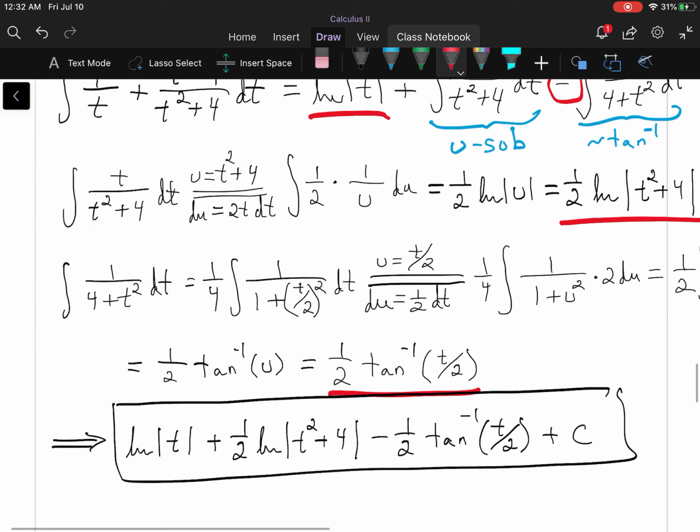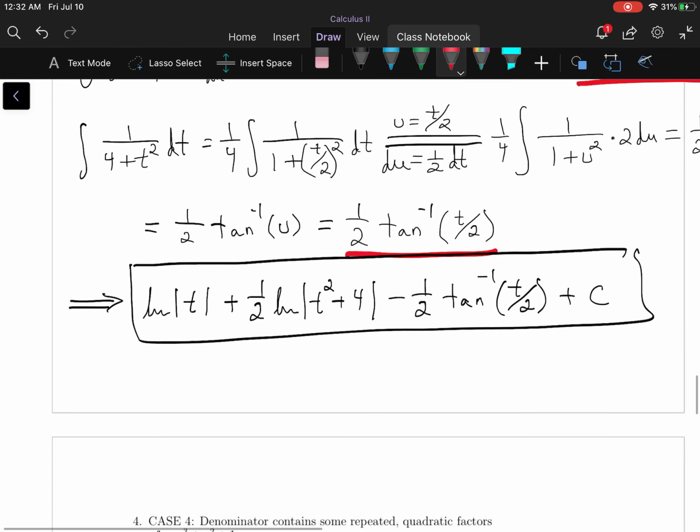When you combine all of these integral answers, you get the natural log of t plus 1/2 natural log of t squared plus 4 minus 1/2 arctan of t over 2 plus c. And that would be your answer for this third problem.